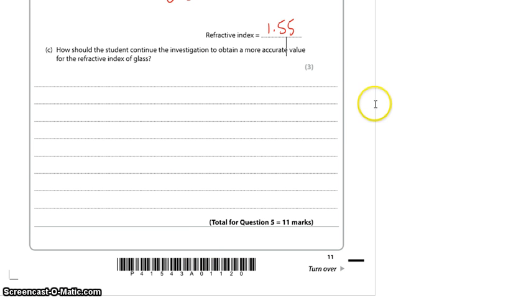Okay, so if you want to make this a more accurate experiment, think about the sort of practicalities of just being a bit more accurate. There's also things about doing more repeats and averaging. You can try measuring at different angles and do more calculations.